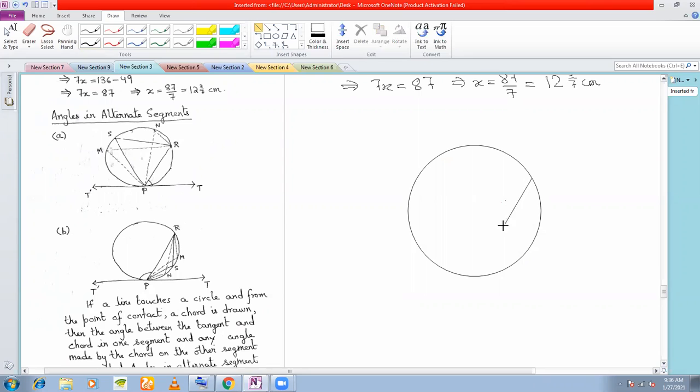So let us say that you have a chord here. Let us call this chord AB, and you also must have a tangent at A or B, either at A or B. Let us draw a tangent at A. This is your tangent at A. Now, if you see, this chord divides the circle into two segments, the major segment and the minor segment, and you must have certain angles here, say angle 2, and you must have certain angles here. Let us see what these angles are.